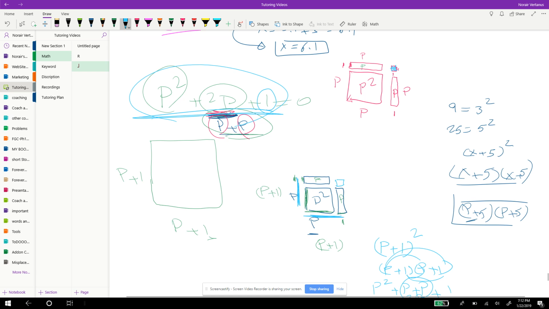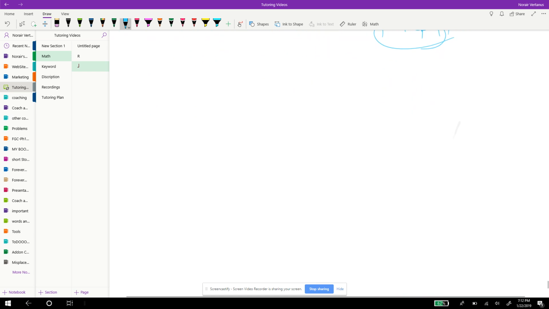Cool. So now let's do a problem which is a little bit harder than this one. Which one is that? This x squared.